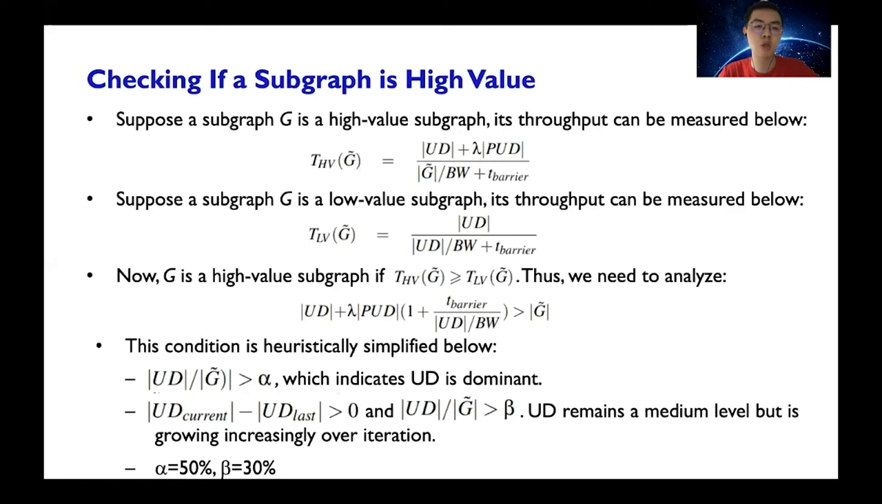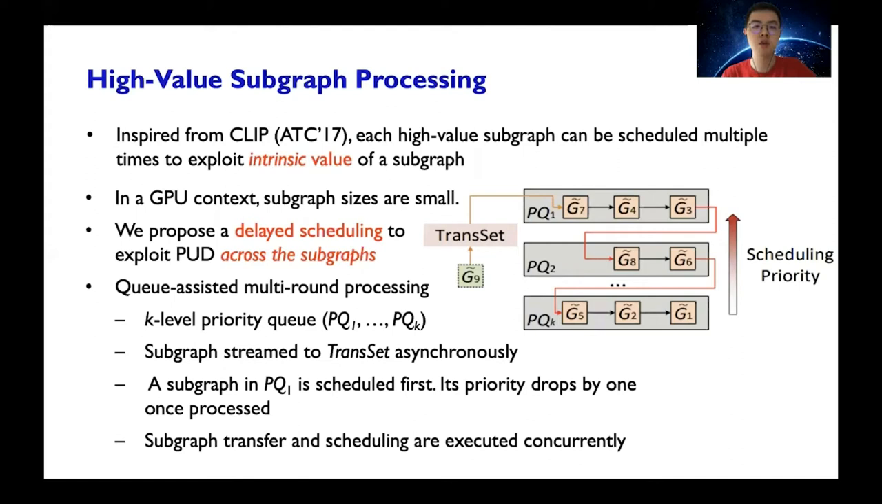The key to extracting the most value out of high-value subgraphs lies in how to fully exploit their PUD. Running each loaded subgraph multiple times is used in out-of-core settings to exploit the intrinsic value in a subgraph. However, under a GPU-accelerated heterogeneous architecture, a subgraph must be small enough to enable fine-grained GPU scheduling. In this case, simply iterating over such a small subgraph many times is often ineffective, since it can exploit only the PUD of its vertices activated by other active vertices within it, but not active vertices from other subgraphs.